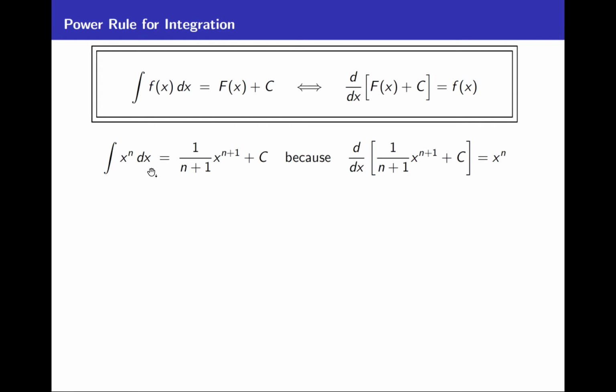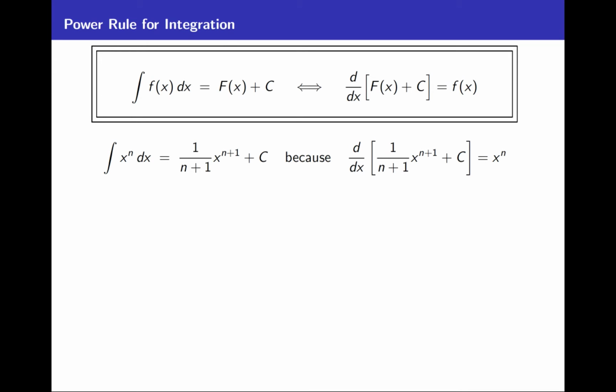Using this equivalence, I want to point out that you can reverse engineer a formula for the integral of x to the power of n dx. It has to be this. The answer here is going to be a function whose derivative is x to the power of n. And one way you could get that is, say, it's 1 over n plus 1 times x to the power of n plus 1 plus c.